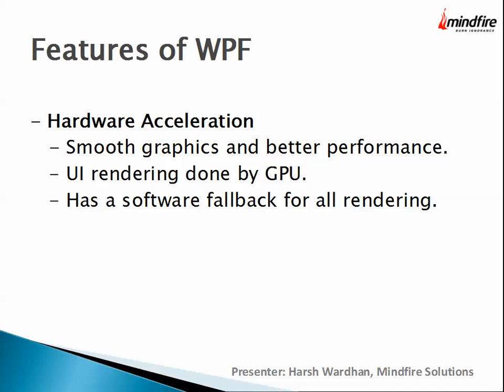We have very high-end graphics cards being used today in our normal machines, but we can't take advantage of them unless we use such kinds of technologies. Since the GPU and CPU are separated, it works great, and the performance is automatically increased. It's better. Now, it has a software fallback for all rendering. What does that mean?